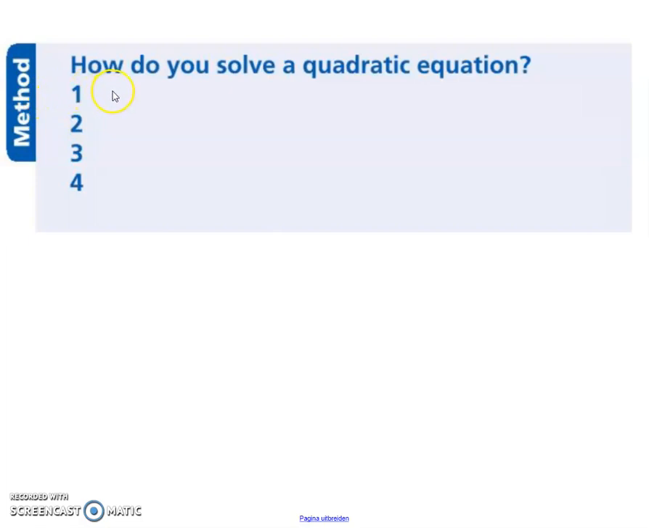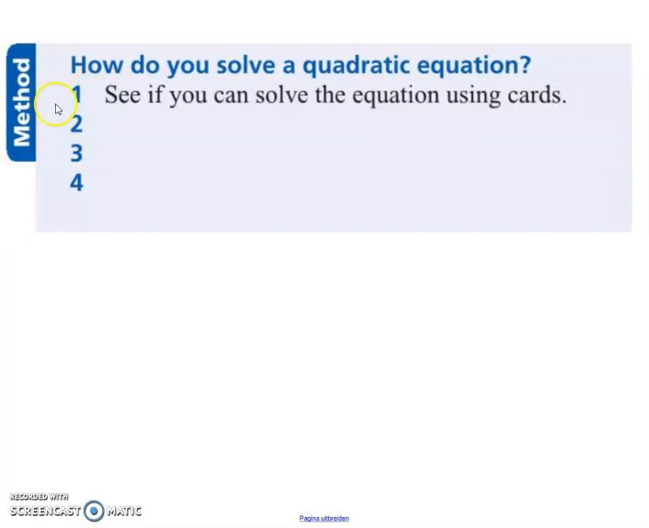Step 1. First thing you always do is see if you can solve the equation using cards. What's really important is that we did this in chapter 5 and you can find this in chapter 5 in book A, on page 147. Again, in book A, chapter 5, on page 147. But again, I will show you an example how to solve an equation by using cards. And not just any equation, a quadratic equation. Next step, step 2.